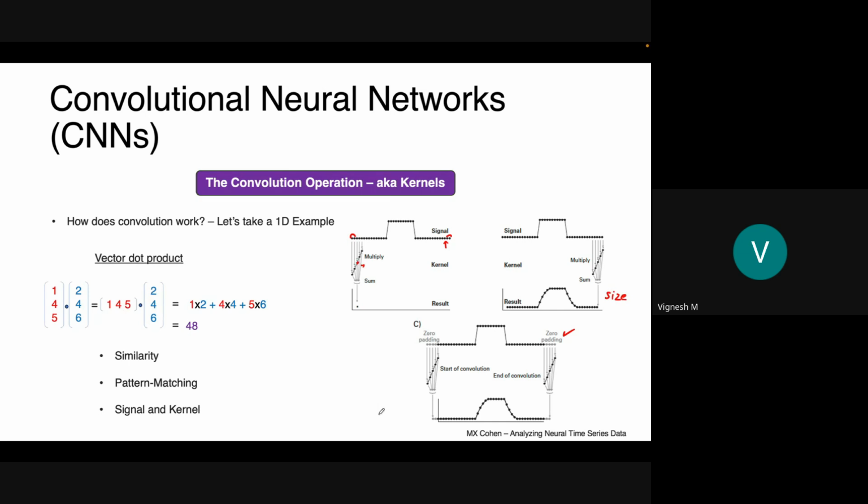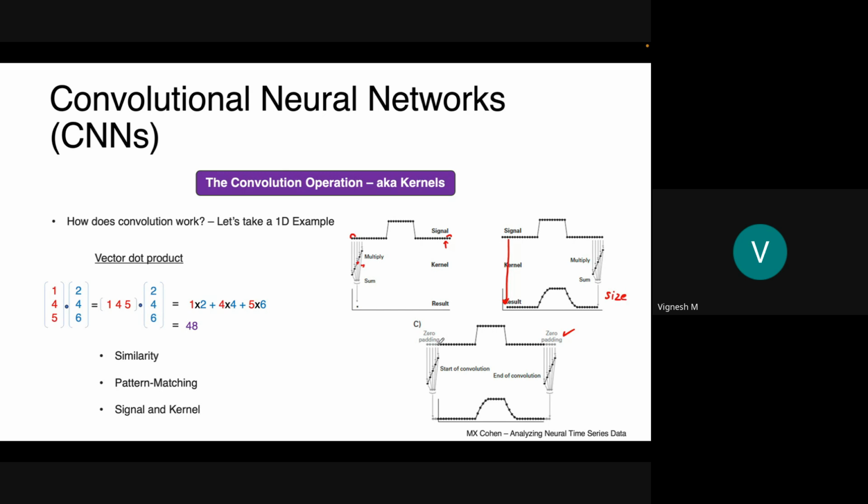Okay, cool. One more thing. What is the difference between the second B one and the third, B and C? Here you can see that the result is shorter than that of the signal, correct? But here the signal size and the result size are the same.